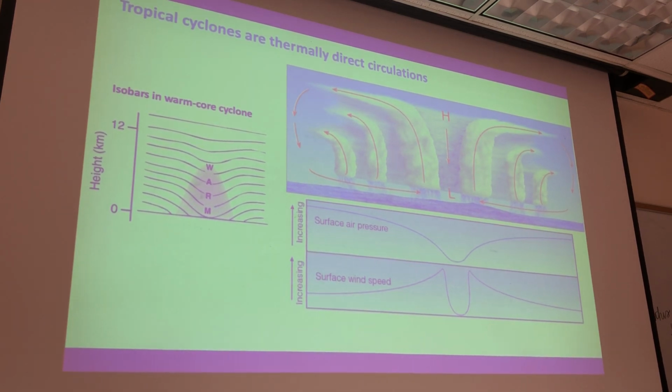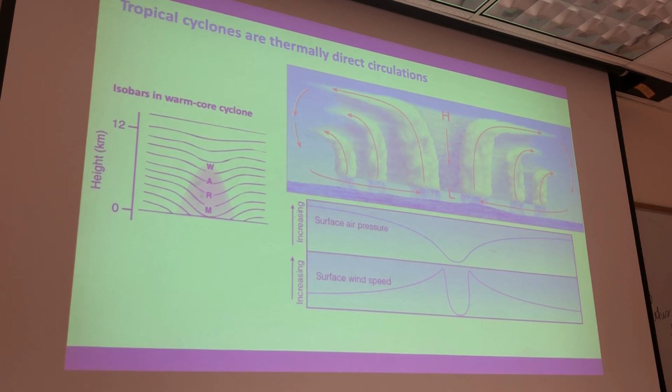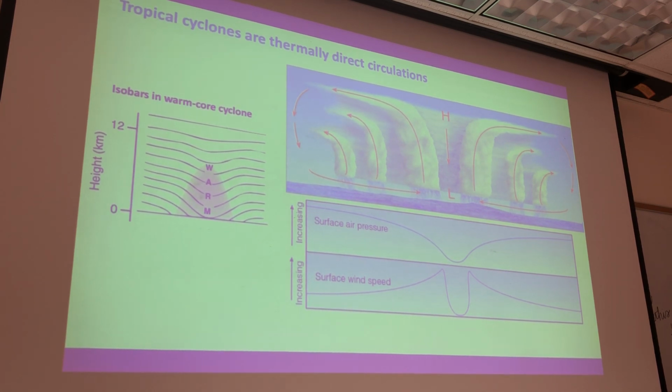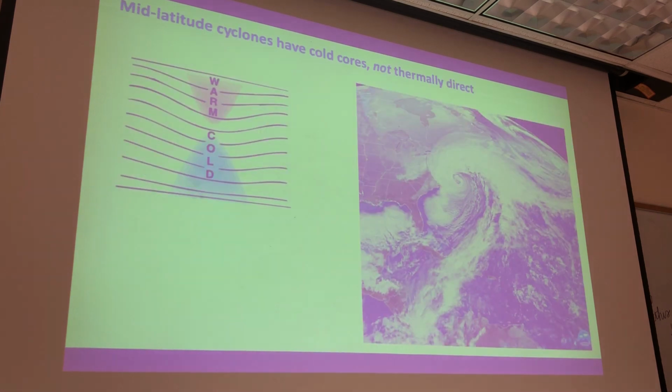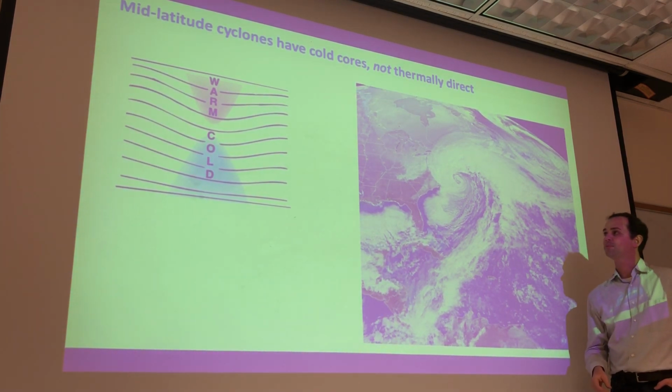So it seems like we can understand most of these weather systems in terms of thermally direct circulations. Can we understand all weather systems in this way? And the answer is definitely no. There are a lot of circulations which are not thermally direct, but one of the most obvious ones is what you typically think of as a mid-latitude cyclone. So not a tropical cyclone, but an extratropical cyclone.